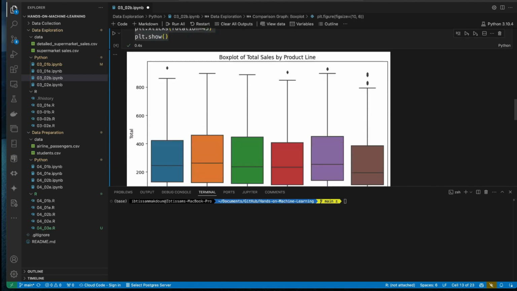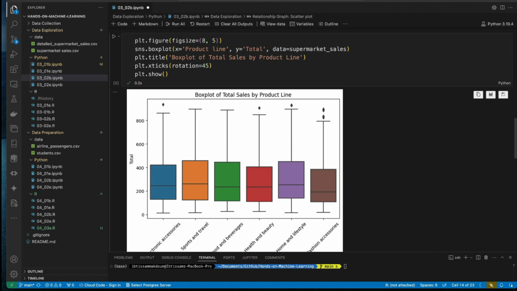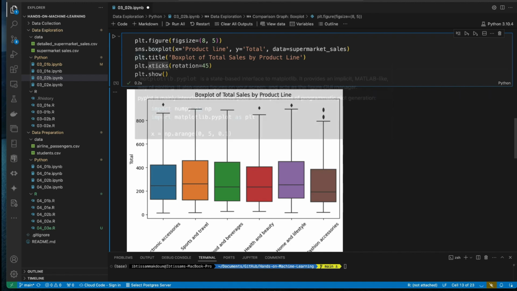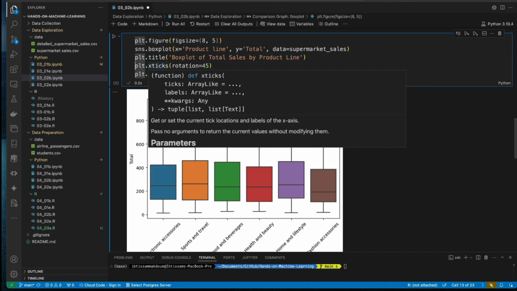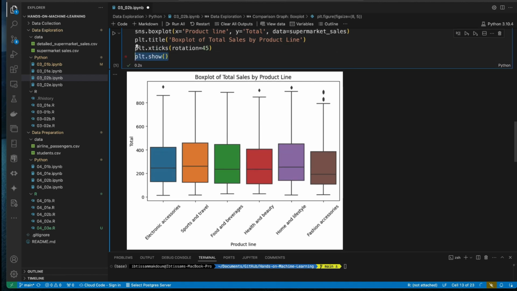Let's run this. In this plot, each box represents the interquartile range of total sales for each product line, with the whiskers extending to show the rest of the distribution, excluding outliers. We create the box plot using the boxplot method from Seaborn. We'll add the title using the plt.title method, and then we rotate the X labels by 45 degrees in order to make the plot easier to read. plt.show shows us the final plot.